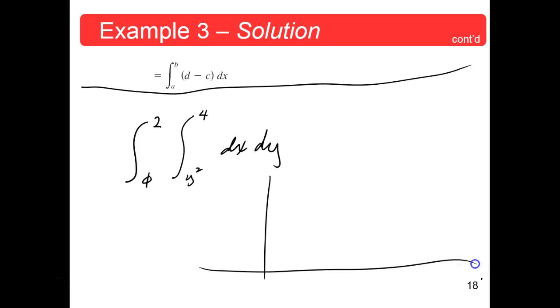Everything's positive. Okay, the y is going from 0 to 2. And the x's are going from something to 4. All right. Now, the something there was y squared.